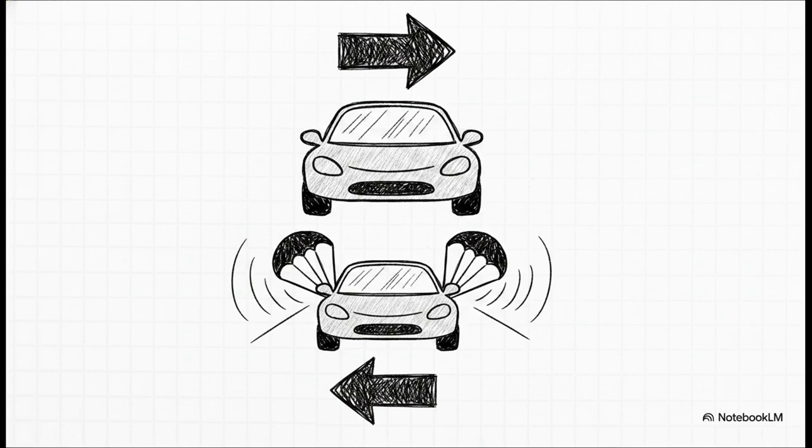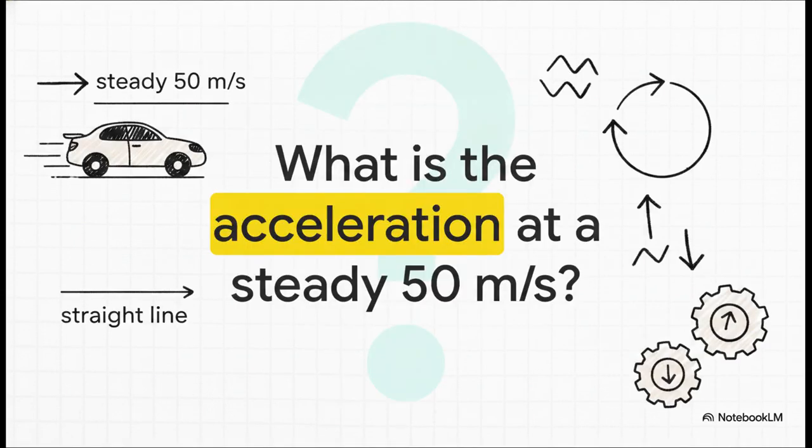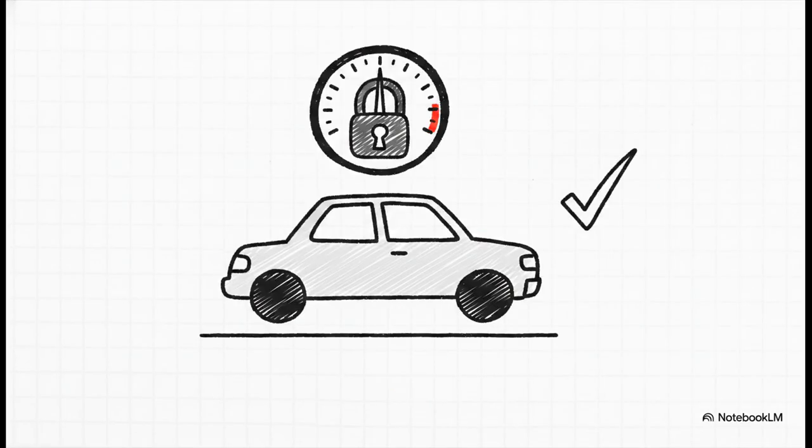Absolutely mind-blowing, right? All right, let's put your new knowledge to the test. Listen to this scenario, briefly pause the video, and think of the answer. If a car is moving at a steady 50 meters per second in a completely straight line, what is its acceleration? Take a quick moment. Got it? The answer is 0 meters per second squared. If you got that right, fantastic job. But why is it 0?